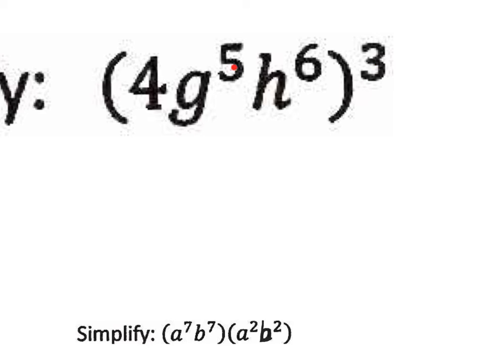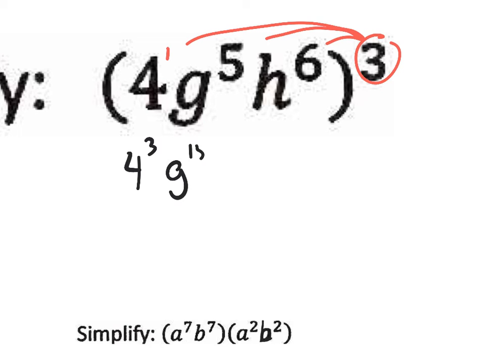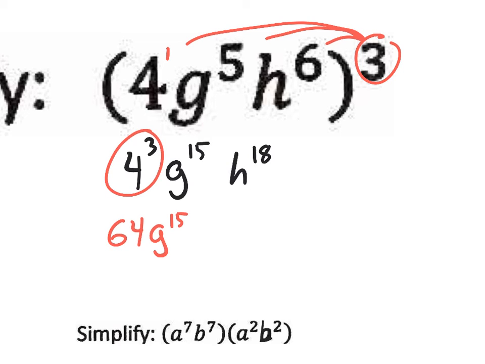So since there's no addition or subtraction, we're going to distribute that outside exponent to each and every exponent on the inside, and you need to multiply them. So you will get 4 to the 3rd, g to the 15th, and h to the 18th. And 4 to the 3rd, that's really 4 times 4, which is 16, times 4, which is 64, g to the 15th, h to the 18th. So that's one special type of simplifying problem because it requires your knowledge on exponents, where a power to a power, you multiply. Okay? So keep that in mind.